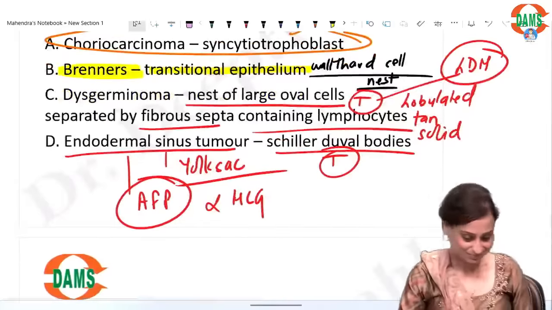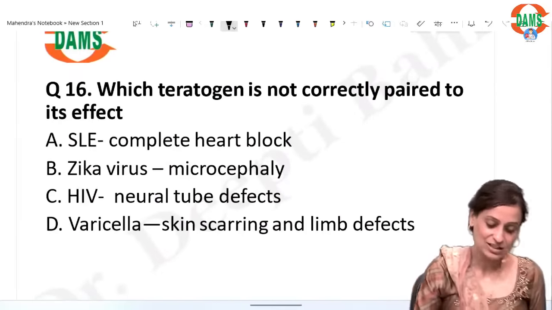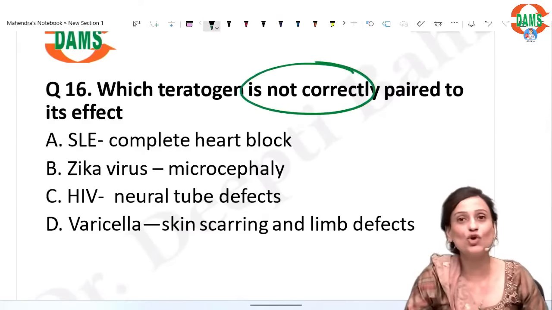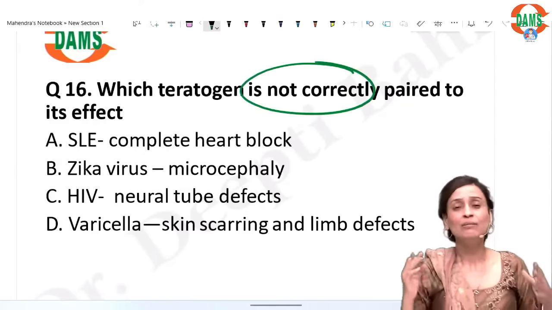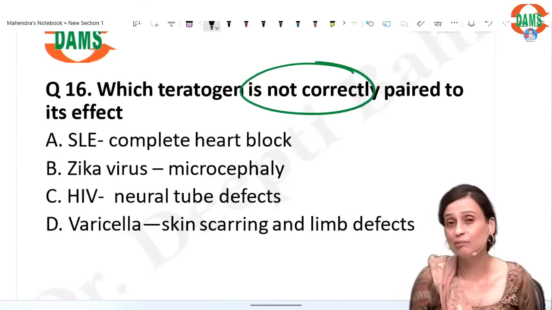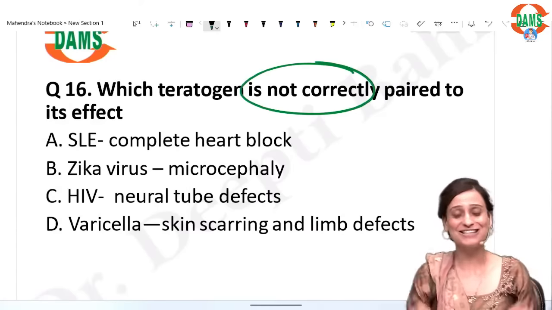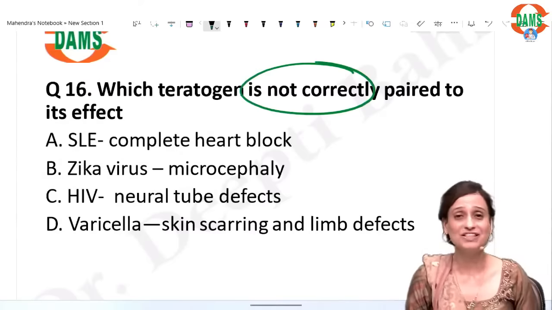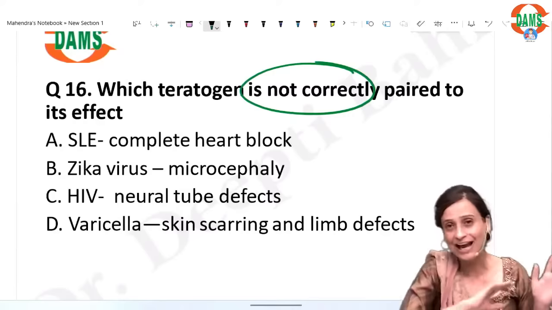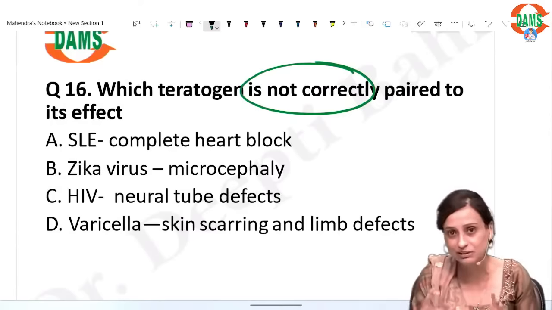Okay. Chalo. Which teratogen is not correctly paired? Again, please go and see what I have taught you about teratogens. It is important for INICET exam. In fact, please go and see the PYT. Previous year topic discussions in eMedicoz are absolutely most high yielding and very, very productive, crisp, concise. You can revise it multiple times as well.